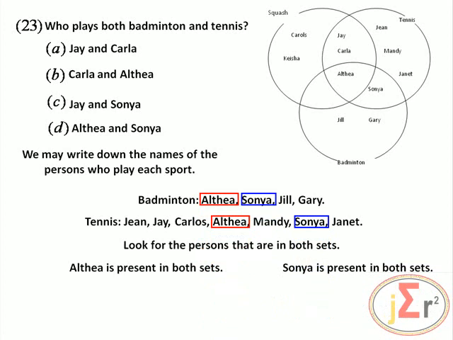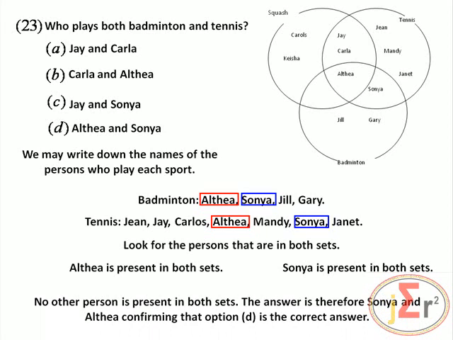And if we look at our list of options right there, we will say Althea and Sonia, and the option is D. So no other person is present in both sets. The answer is therefore Sonia and Althea, confirming that option D is the correct answer. Why do we say confirm? Because we worked the question out already and solved that problem. So we are sure from a long time ago that the answer is Althea and Sonia, which is option D, but we have taken another approach to the problem.